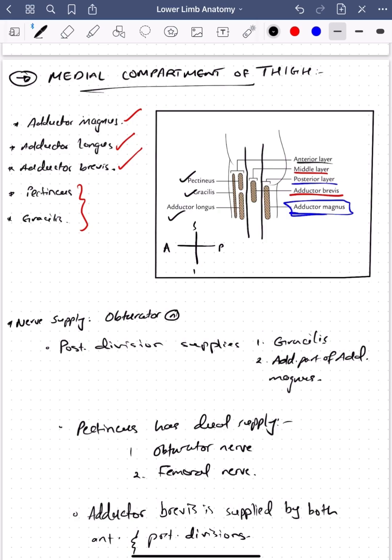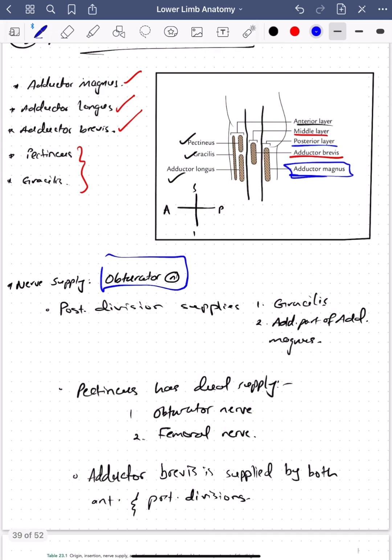Now the nerve supply. All these muscles are supplied by the obturator nerve. In simple words, the nerve supply is the obturator nerve. Now if you want to go one step further, we can say that the obturator nerve has 2 divisions: the anterior division and the posterior division. The posterior division supplies only 2 muscles, and the rest are supplied by the anterior division. Now the posterior division supplies which 2 muscles? The gracilis and the adductor part of adductor magnus.